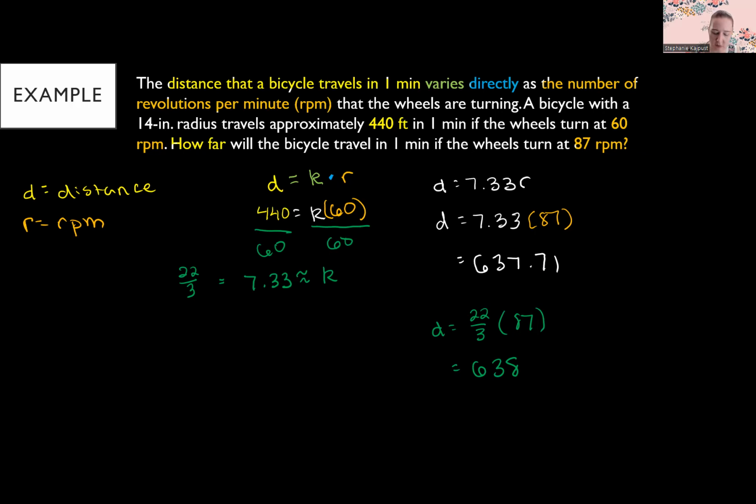But you do want to include your units in your answer. So if we round to a whole number, we would say that it is 638. And then the units for distance are feet, because that was the units for the 440. So if you're not sure what units there are, go back and look at what units you used when you plugged in to find K. And so distance to find K was in feet. So your answer is going to be in units of feet for distance.